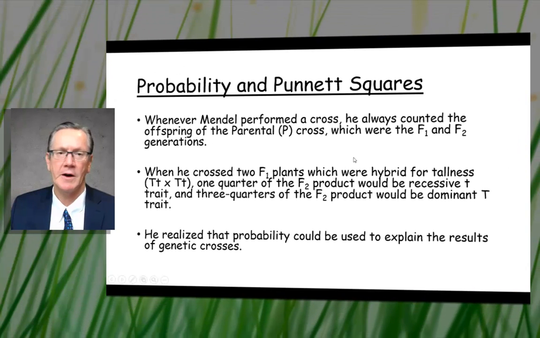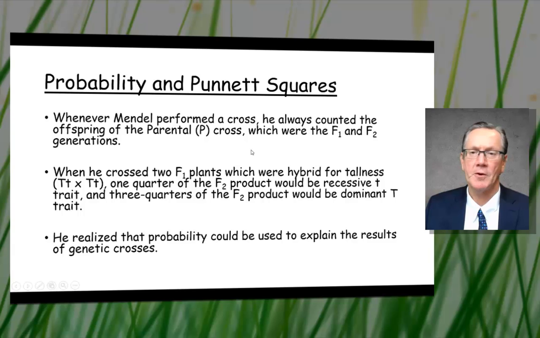Probability and Punnett squares. Whenever Mendel performed a cross, he always counted the offspring of the parental P-cross, which were the F1 and the F2 generations. When he crossed two F1 plants, which were hybrid for tallness, heterozygous tall crossed with heterozygous tall, 1/4 of the F2 product would be the recessive t trait, and 3/4 of the F2 product would be the dominant T trait. He realized that probability could be used to explain the results of genetic crosses.